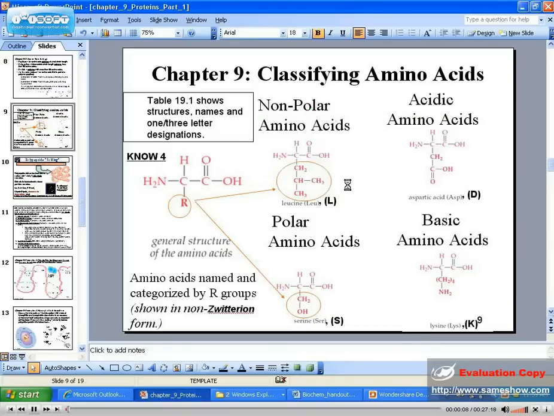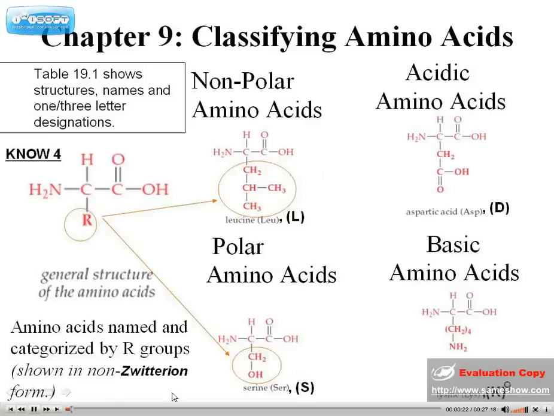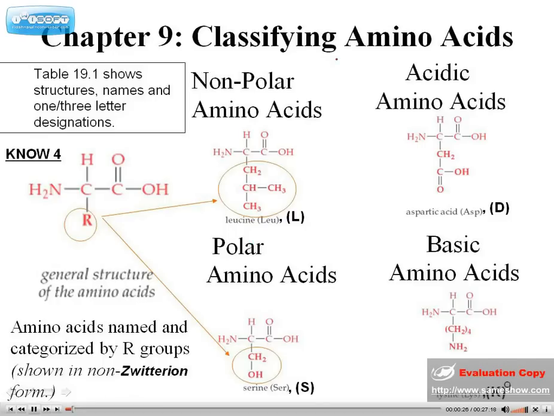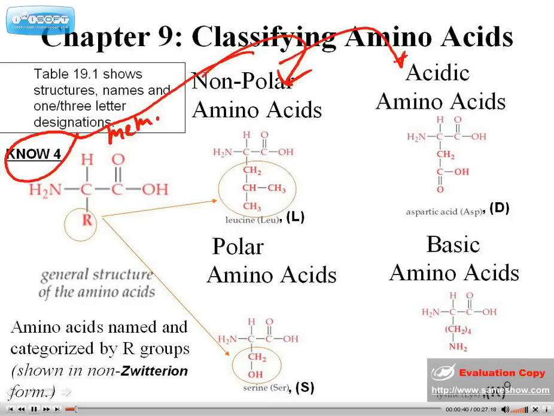As we continue on, we're going to go ahead and sketch crude polypeptides. So first thing I'm going to do is go back to my Chapter 9 Proteins Part 1 slides. What you absolutely need to do first is memorize. Make sure you memorize these 4 amino acids.